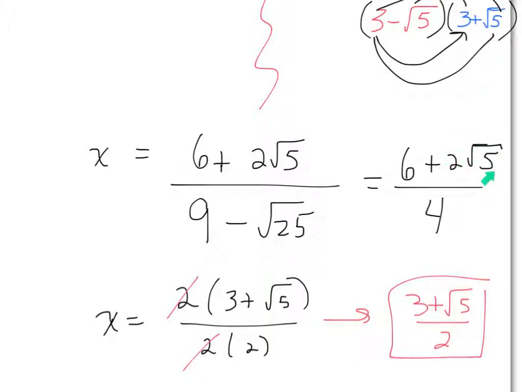Because it's your variable. Treat it like a variable. Very good, Ryan. Think of it like a variable. If this was 6 plus 2x over 4, the 6, the 2, and the 4 still reduce, but the x gets left alone. The root 5 is like a variable. Okay? Any questions on this?